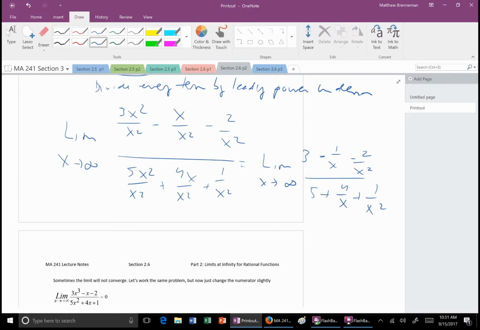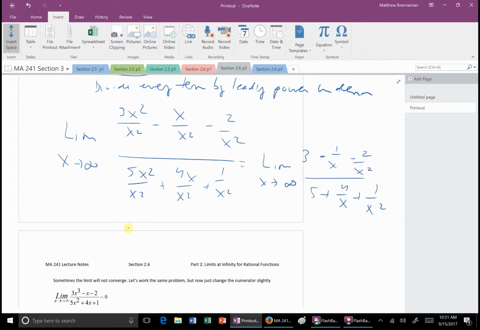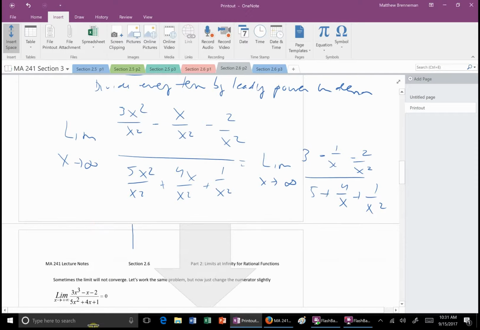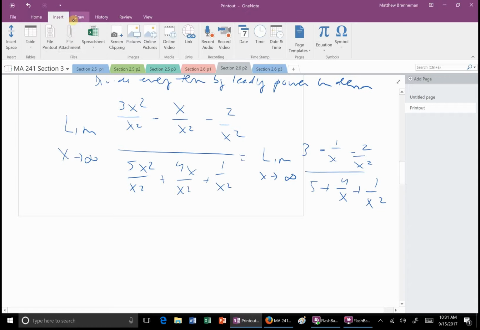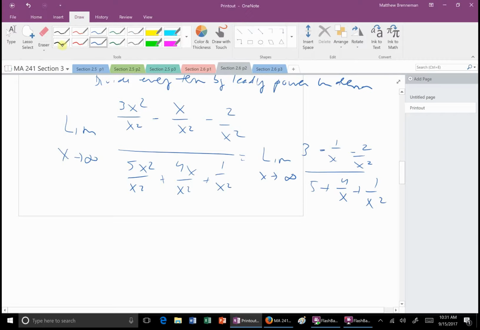So let me just illustrate this. The only thing you have to be a little bit careful of: for limits at positive infinity, what you said is absolutely correct. For limits at negative infinity, let me just show you this real quick, just to make sure we're all on the same page.